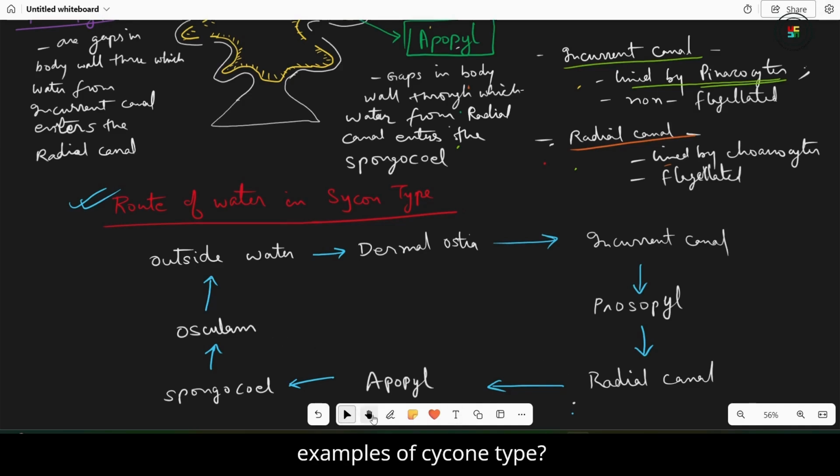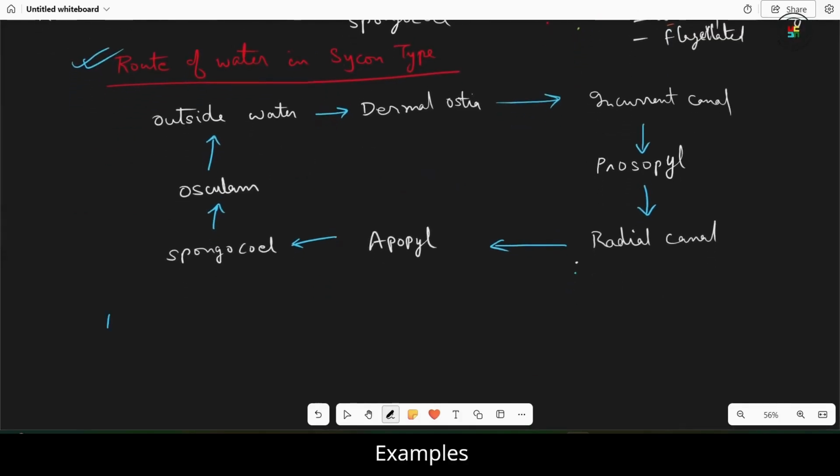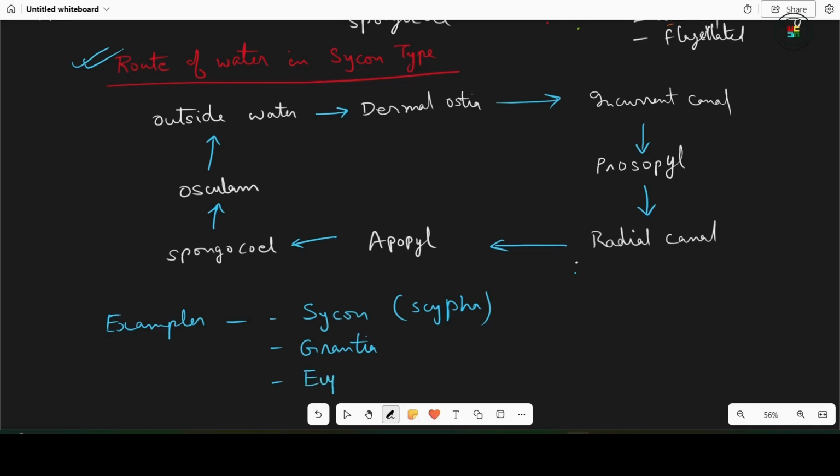What are the examples of Sycon type? Examples: Sycon, also called Scypha, Grantia, Euplectella.